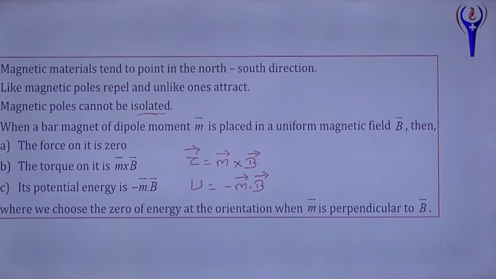Tau is the torque on a magnetic moment, the turning effect of the force, equal to M cross B, and U equals minus M dot B. Here we choose the zero of energy at the orientation where M is perpendicular to B. This is the formula, tau equals M cross B. Torque is the turning effect of the force. U is the potential energy, equal to minus M dot B.